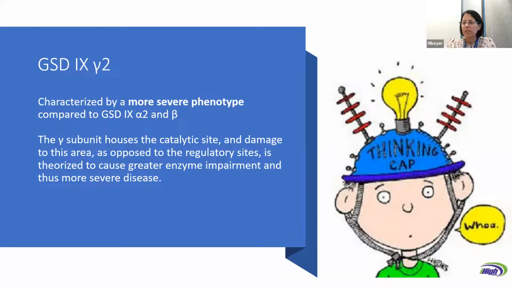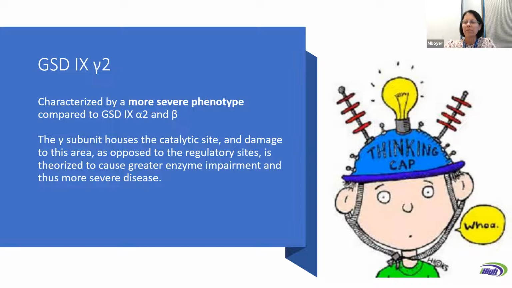The clinical presentation of most patients with GSD IX alpha 2 and beta is milder with age. However, the symptoms of GSD IX gamma 2 patients have been shown to persist with age and potentially progress to cirrhosis, liver failure, hepatocellular carcinoma, and even death.